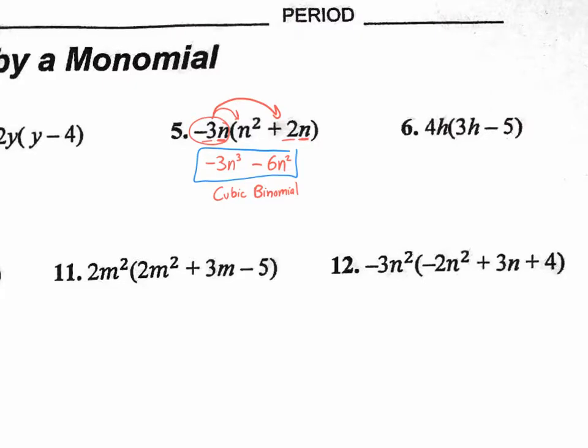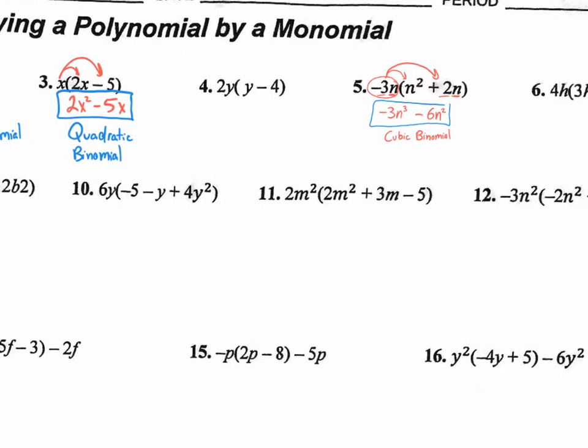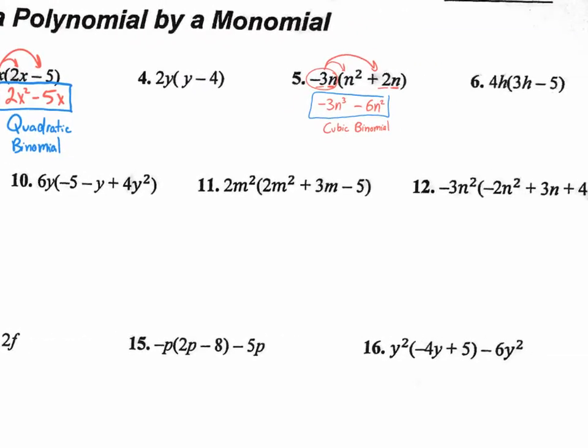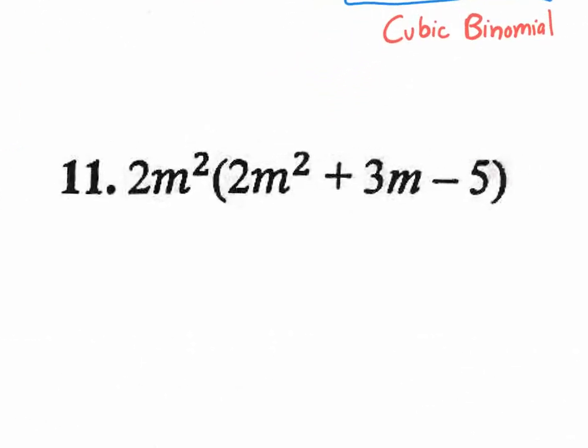Let's jump around here. How about we get to some fun stuff where we have exponents, like number 11. Okay, so we have 2m squared that we need to distribute into the parentheses. On the inside of the parentheses, you have a quadratic trinomial. On the outside, we have a quadratic monomial. So let's multiply this quadratic monomial times this quadratic trinomial and see what we get.